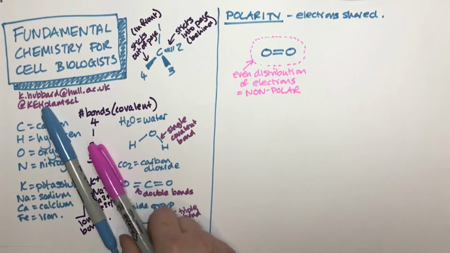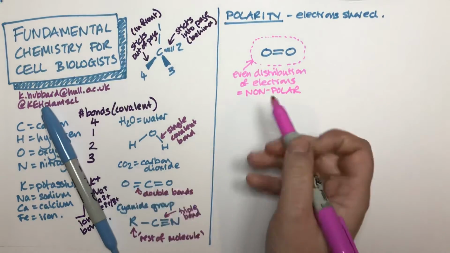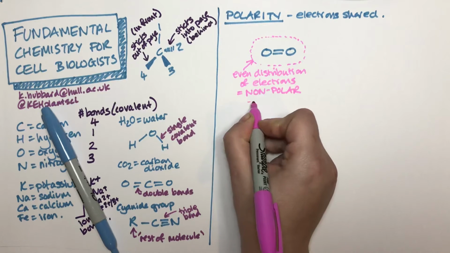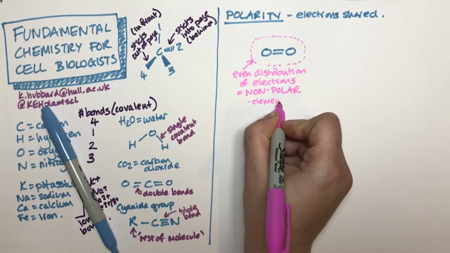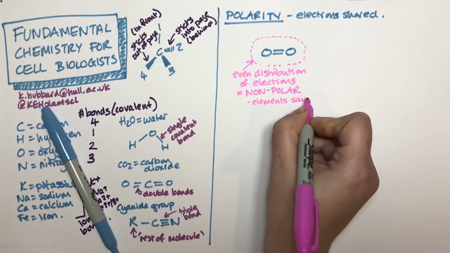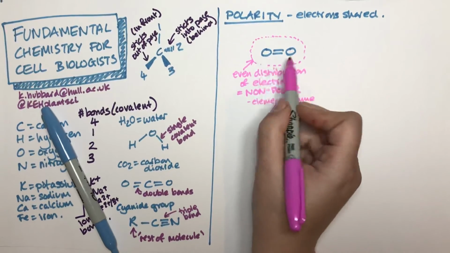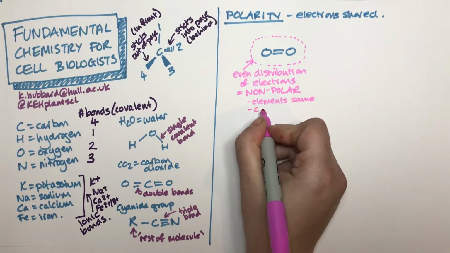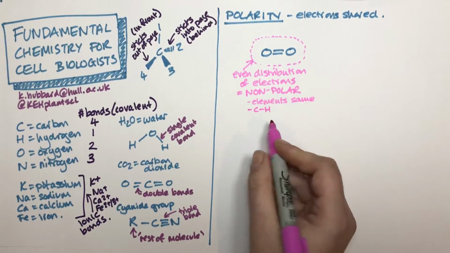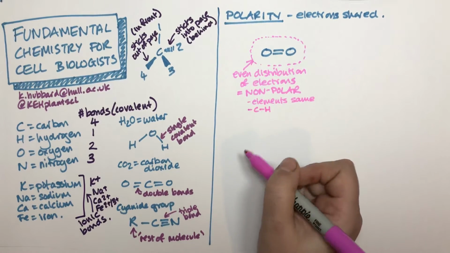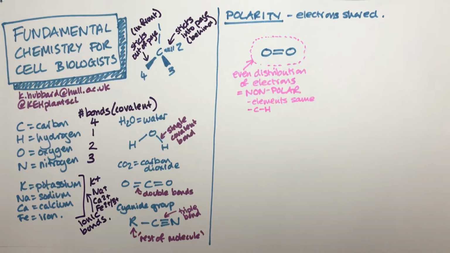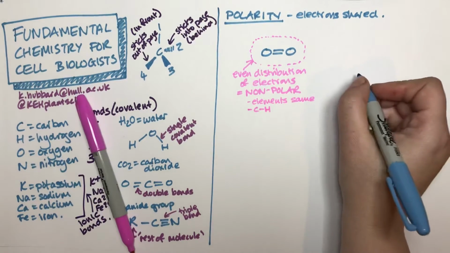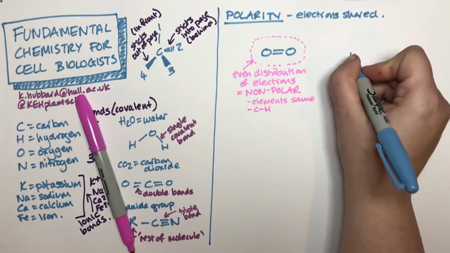Okay, so that happens in two different cases usually. Either we have it if the elements are the same. So in this case, they're both oxygens, they've got the same affinity for electrons, or carbon and hydrogen. They've got very similar affinities for electrons, so they tend to share electrons nice and evenly. Now this is a bit different to a molecule like water.